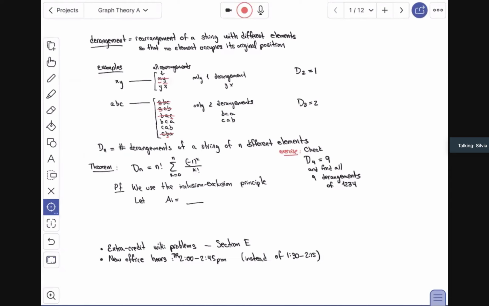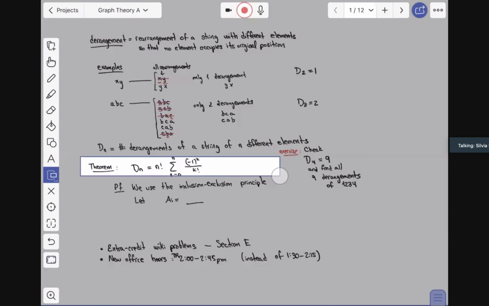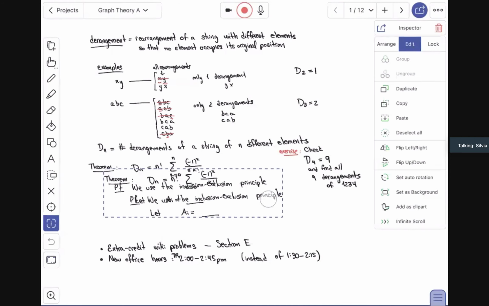Okay. So, how do we prove it? Let me just move this to the next page. So, first, to remind you, derangements are rearrangements of a string that do not leave any element in its original place. So we want to prove this formula using inclusion exclusion. I'm just going to move it to a different page so that it's clean, and we'll get this started.